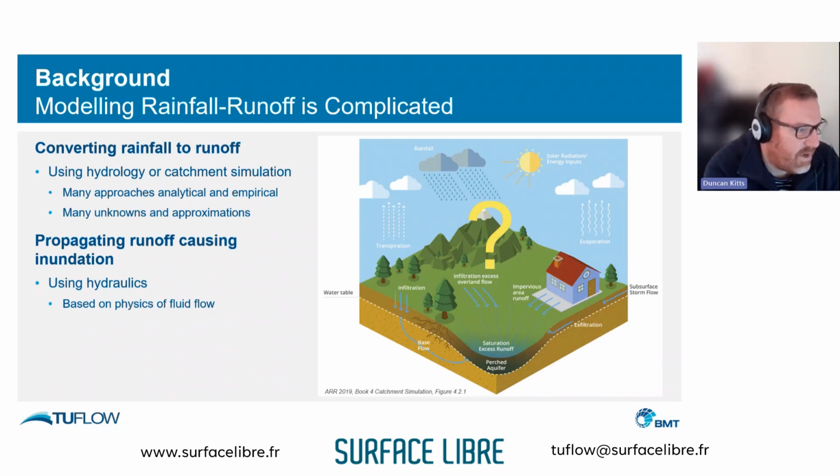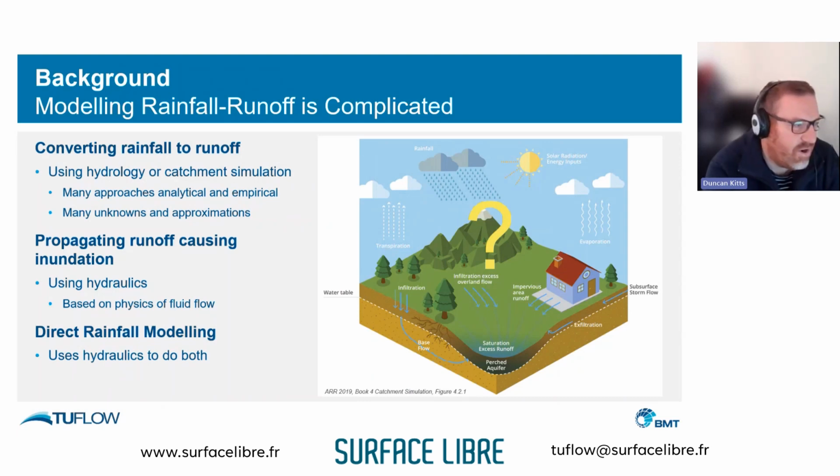With direct rainfall modeling, we use hydraulics to do both the conversion of rainfall to runoff and use the hydraulics to propagate the runoff, causing inundation. So whereas we might have done this as a two-stage process, looking at hydrology first and then the hydraulics, we're using the hydrodynamic models, the hydraulic models, to do both of those components.